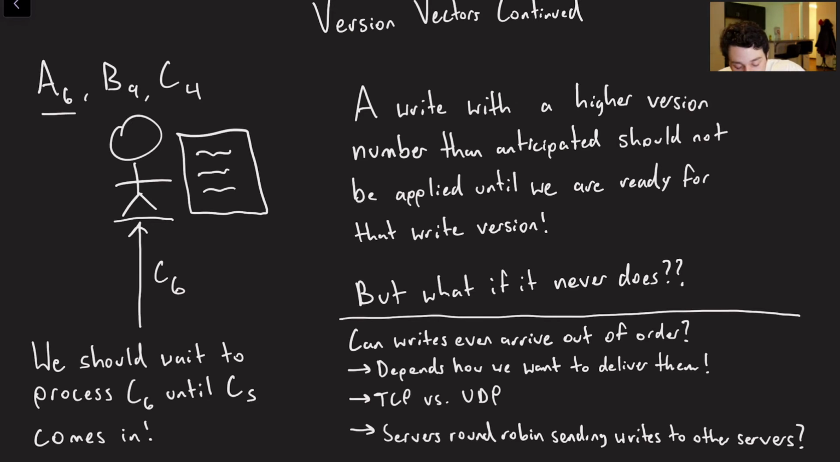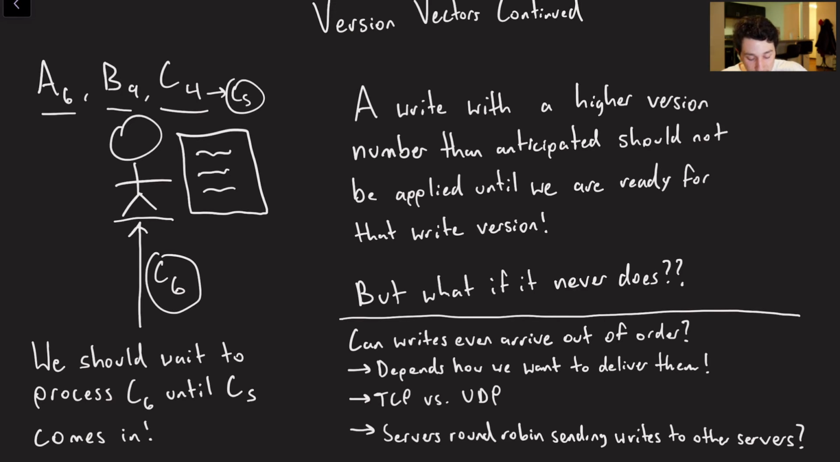And in order to get the state of this document, I've seen 6 writes that originated from server A. I've seen 9 writes that have originated from server B. And I've seen 4 writes that have originated from server C. Now let's imagine, just randomly, I happen to get a notification that, hey, write C6 has just come in.